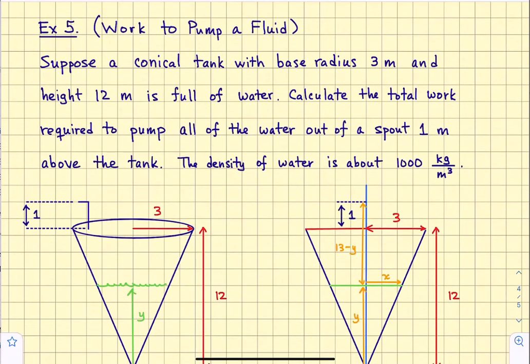Next, let's look at an example where we compute the work required to pump a fluid out of a tank. Suppose we have a conical tank with a base radius of 3 meters and a height of 12 meters, and the tank is full of water. We want to calculate the total work required to pump all of the water out of a spout that sits 1 meter above the top of the tank. Note that the density of water is about 1,000 kilograms per cubic meter.